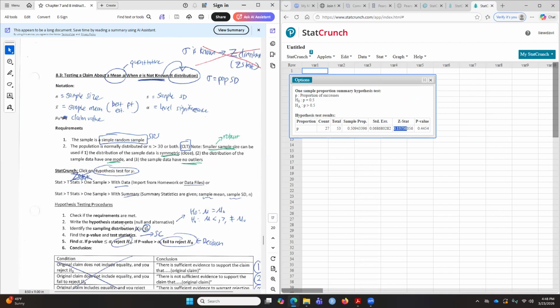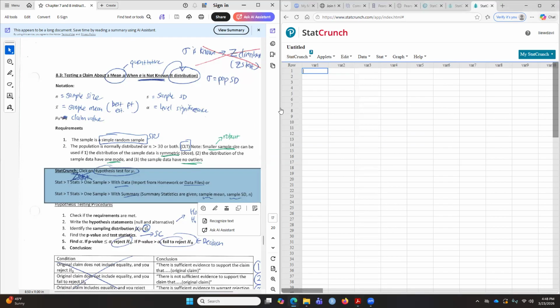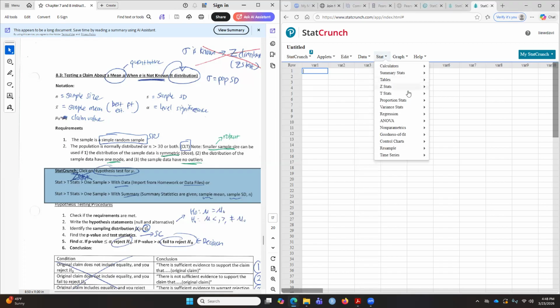So again, to find the p-value and test statistic, which is step number 4, you have to use StatCrunch. And in this case, you've got 2 types. You have to go to Stat, T Stats, 1 Sample, either with data or with summary. This is exactly the same as what you did in chapter 7, section 7.2.